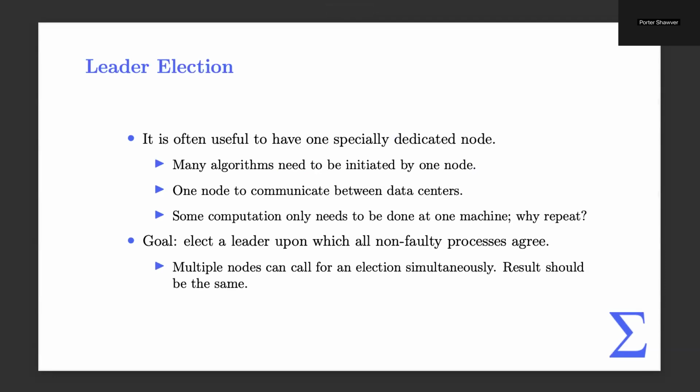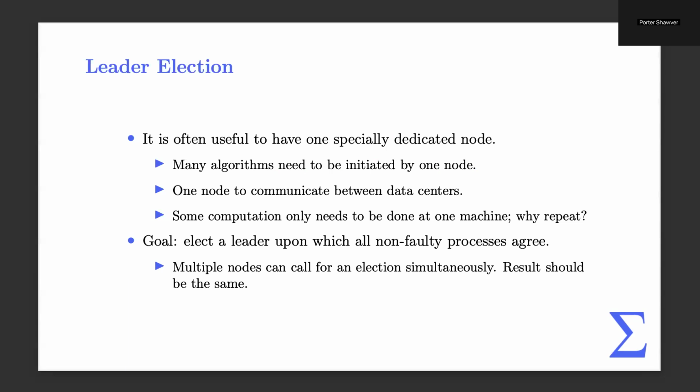So our goal is to elect one single leader upon which all non-faulty processes agree. Basically, select one special blessed node as the leader, and everyone else has to know that they're not the leader.